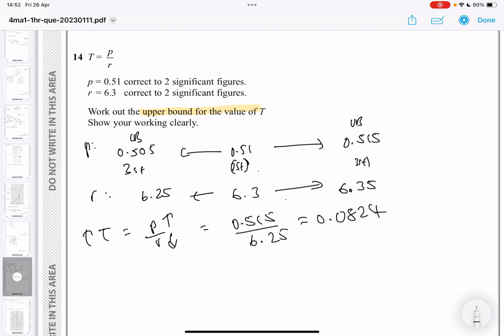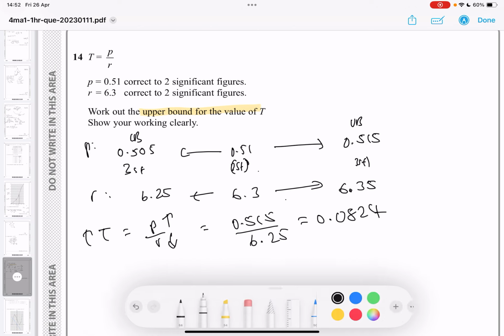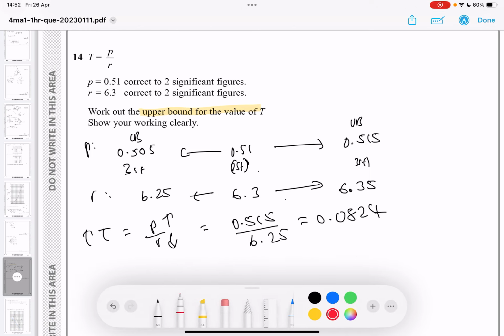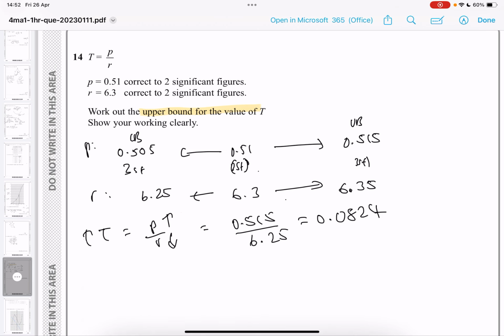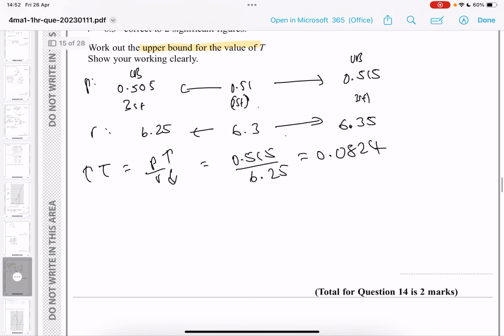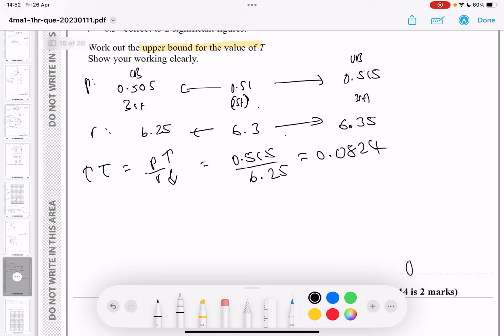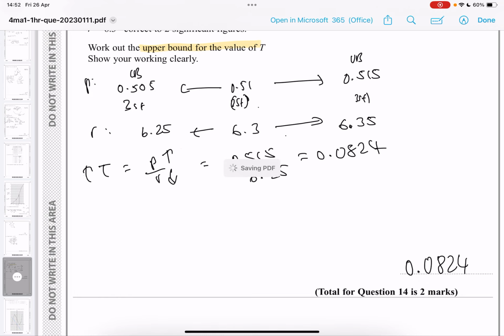If they said instead calculate the lower bound for the value of T, what you would do is make P very small because you want to minimize this. You would make P very small and you make R very big, and in that way you get the smallest value for T. Okay, so sometimes they might ask for the lower bound, and that's what you would do. So T is 0.0824. Cool. Next question.